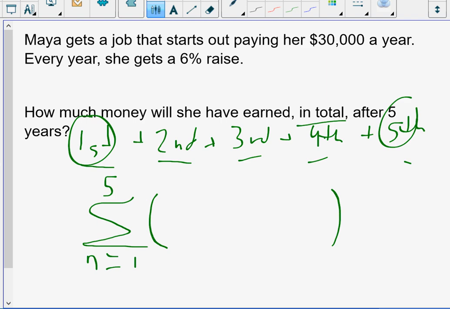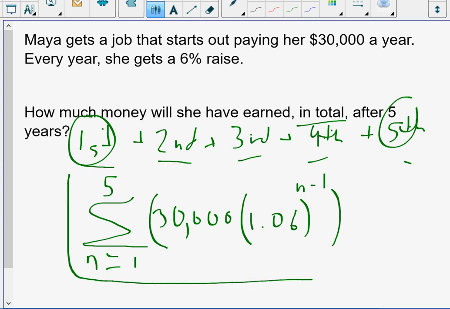It's going to be this 30,000 times 1.06 to the t minus 1, but now we've started calling the time n because we're using n to keep track of first the first year, then the 2nd year, then the 3rd year, then the 4th year, then the 5th year, all the way up. So I'm going to make it n minus 1. And if we plug this into our calculator, just the way we have it here, we will get out the correct answer.